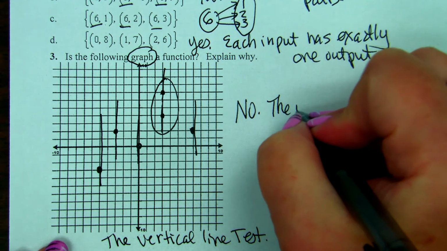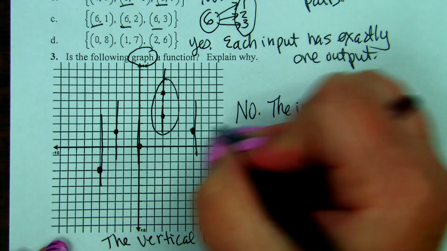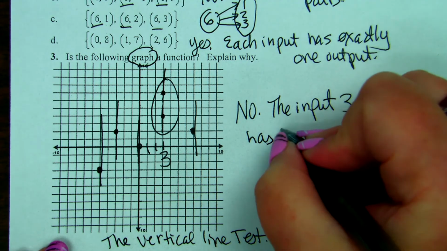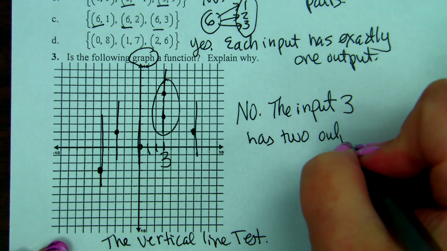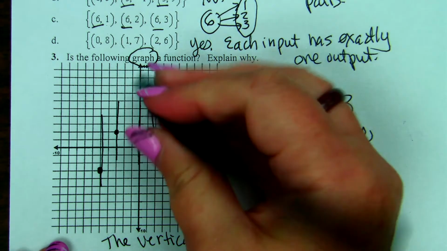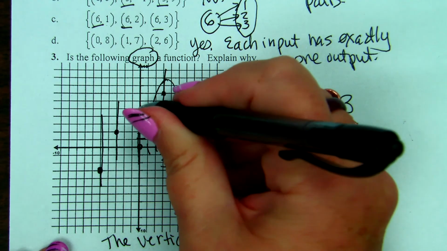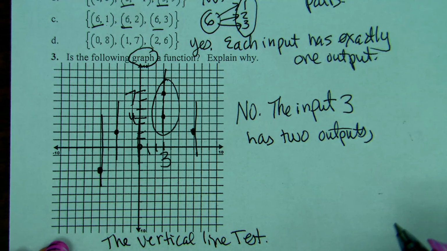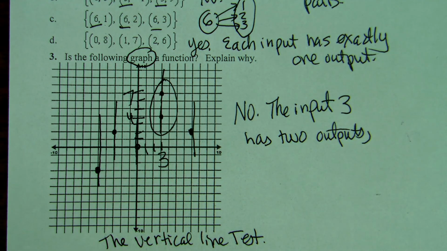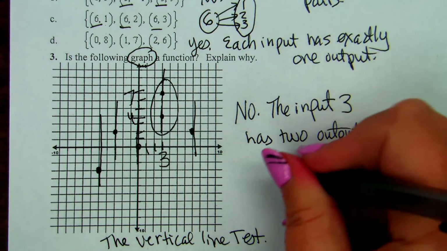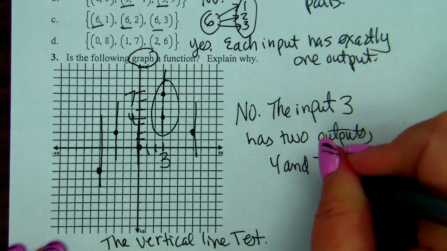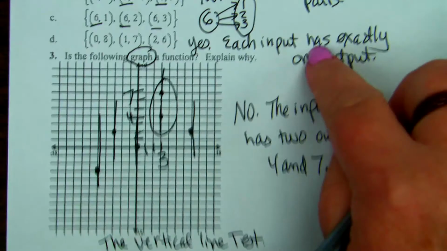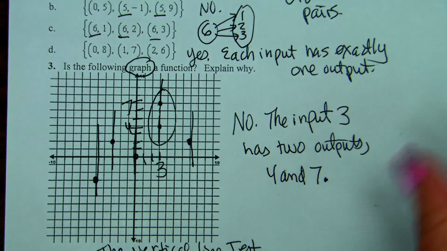So no. The input, let's see which input, 1, 2, 3 has 2 outputs. 1, 2, 3, 4, 5, 6, 7. 4 and 7. So the vertical line test is useful in helping us check, but we give a reason. If it's yes, this reason. If it's no, it's that reason.